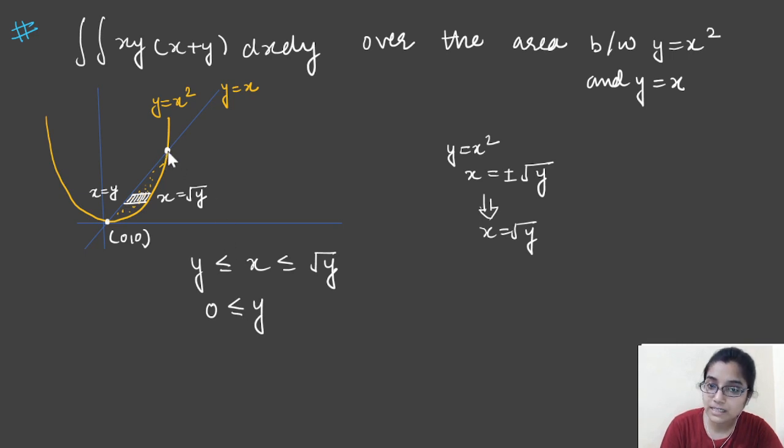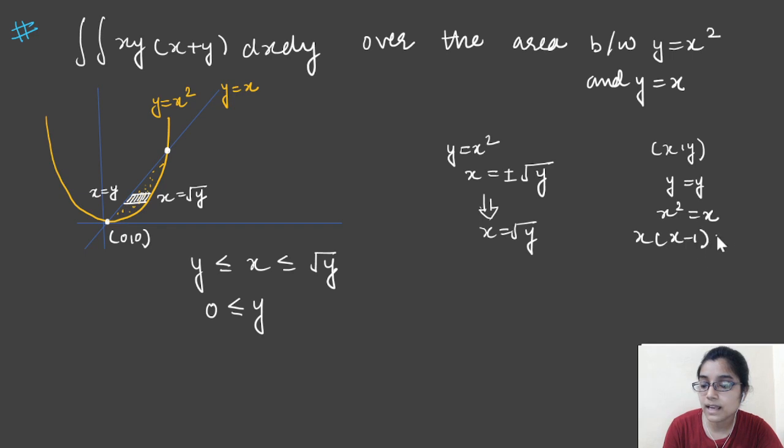This point is going to be the point of intersection between y is equal to x square and y is equal to x. Any point of intersection is going to satisfy both curves, y is equal to x square and also y is equal to x. So what we will do here? x square is equal to x. Now you take x common, we will get x(x minus 1). So from here we are getting 2 points, x is equal to 0 and x is equal to 1.